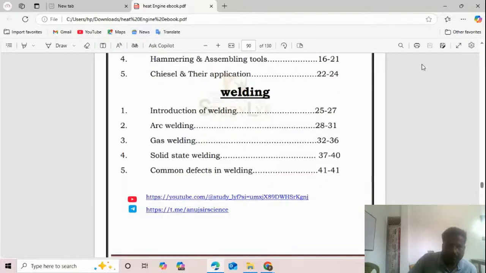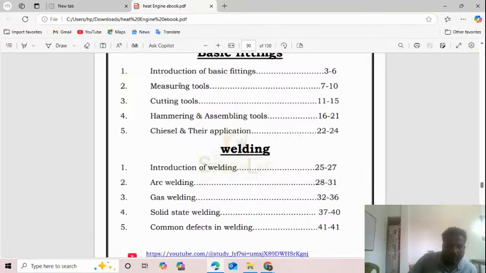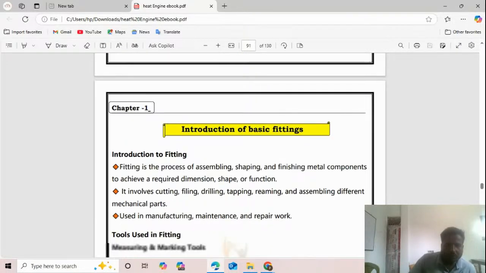Common defects in welding, that one is done. This one is the introduction of basic fitting, measuring tools, cutting tools, hammering or chisel, and thread application. The first one is the introduction.